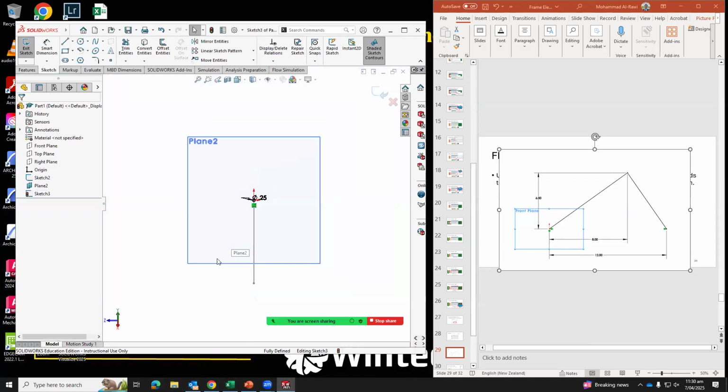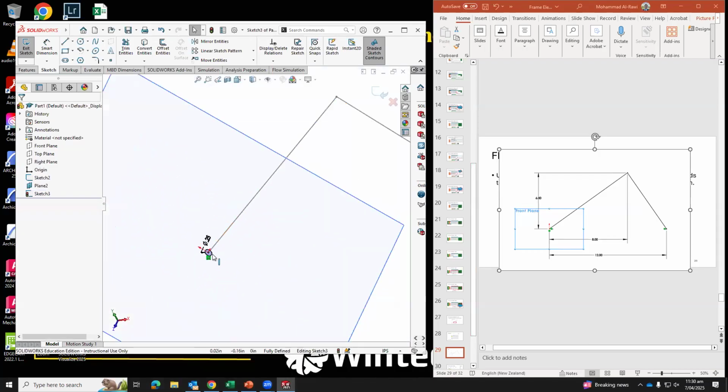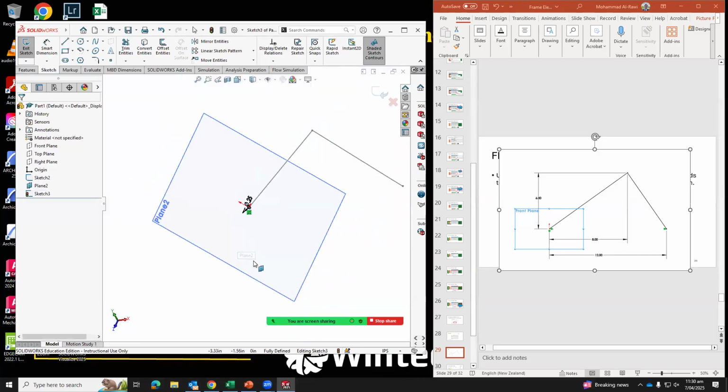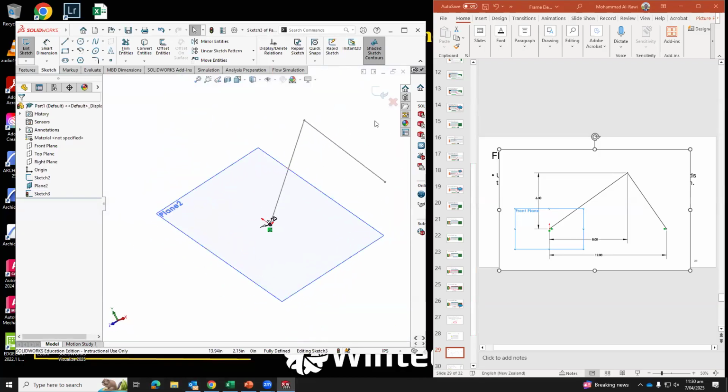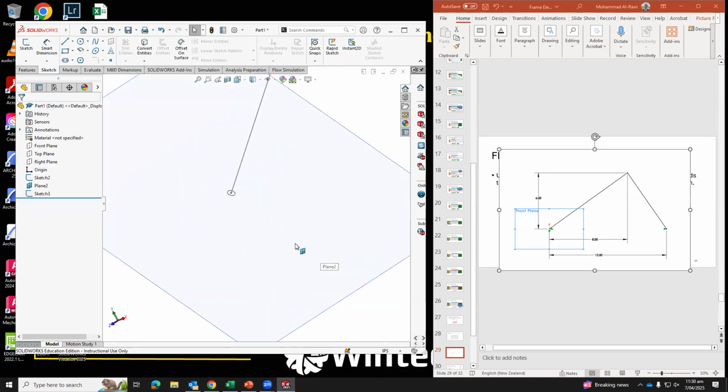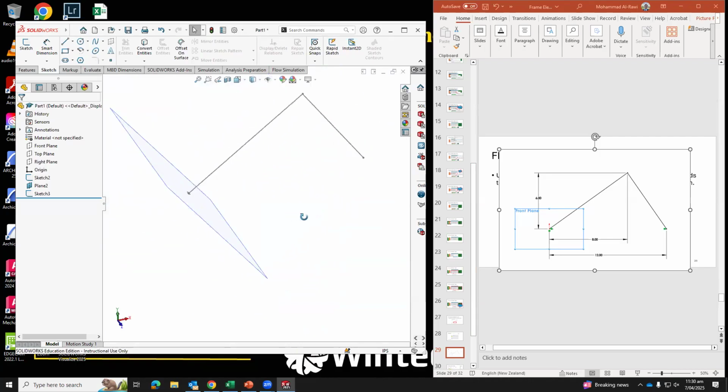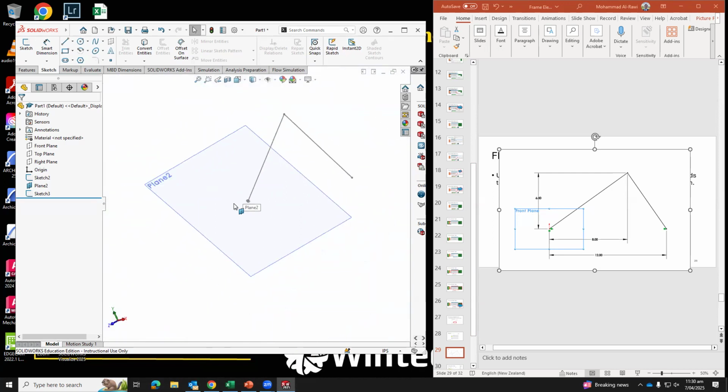Make sure to rotate that before you accept. Yeah, that circle is the center of the line and it's plotted on plan 2. Exit. So that is just a circle plotted on plan 2 because I deleted my plan 1.